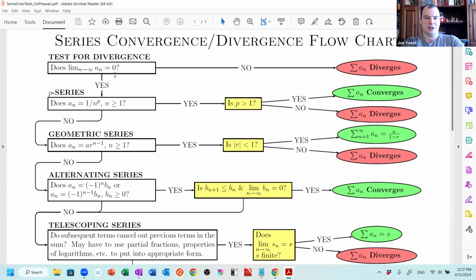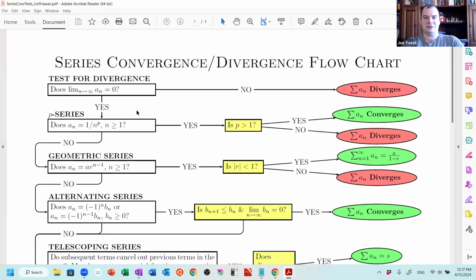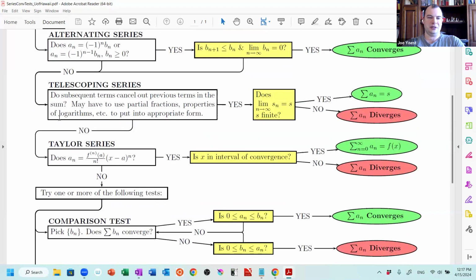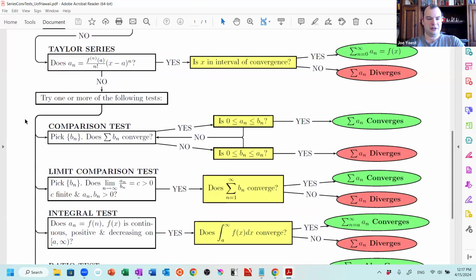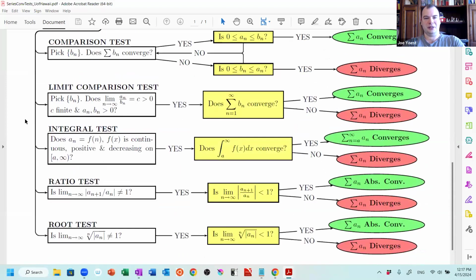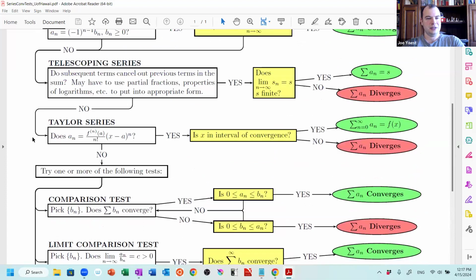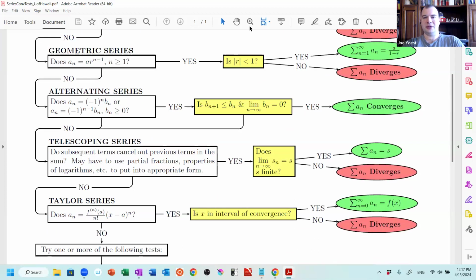So this just goes through a flow chart of the different possible tests. Tests for divergence, super easy to do. Do the individual terms limit to zero? Going through p-series, geometric series, alternating, telescoping, Taylor series, which we'll see coming up fairly soon. And then just a list of the different other tests that we could do. We recognize like the ratio test, integral test, and so on. So that's posted on Blackboard. You can take a look at that.